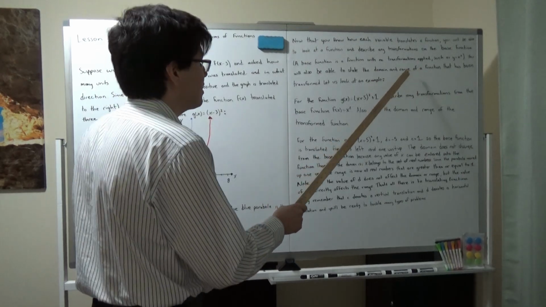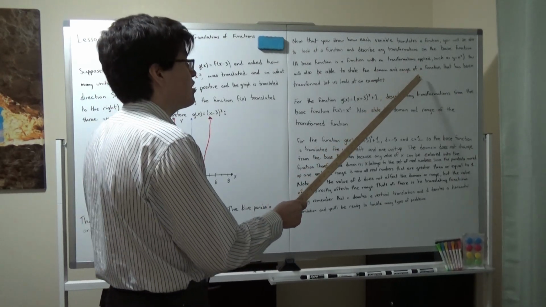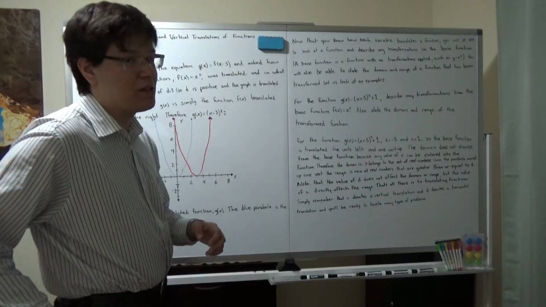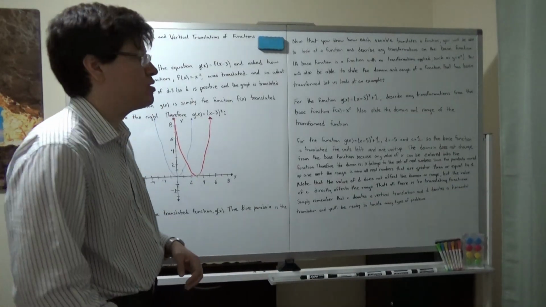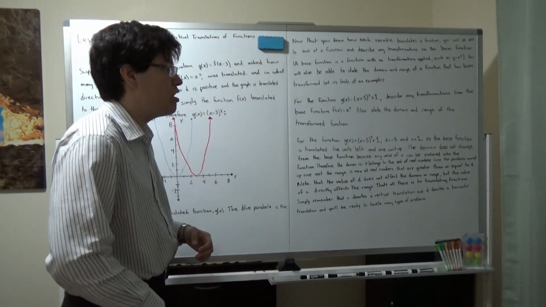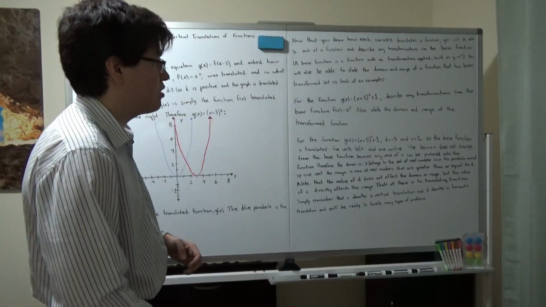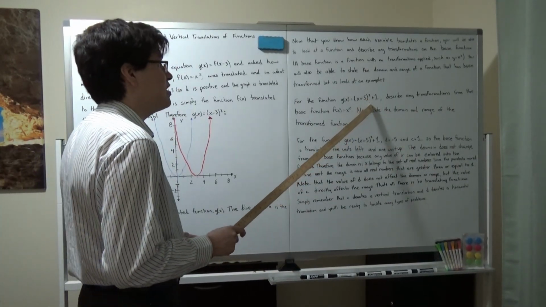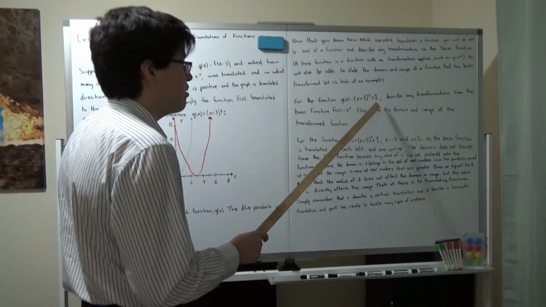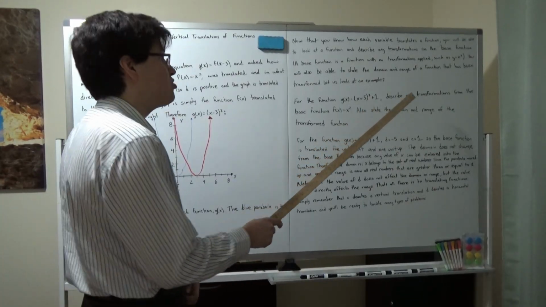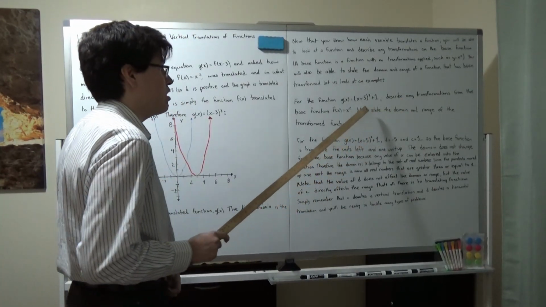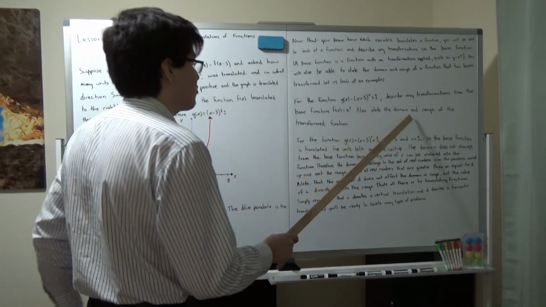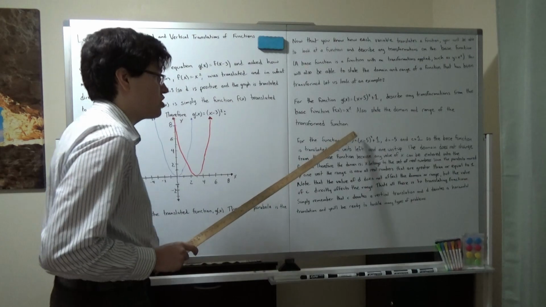You will also be able to state the domain and range of functions that have been transformed. Let's look at an example. For the function g of x equals x plus 5 squared plus 1, describe any transformations from the base function f of x equals x squared. Also state the domain and range of the transformed function.